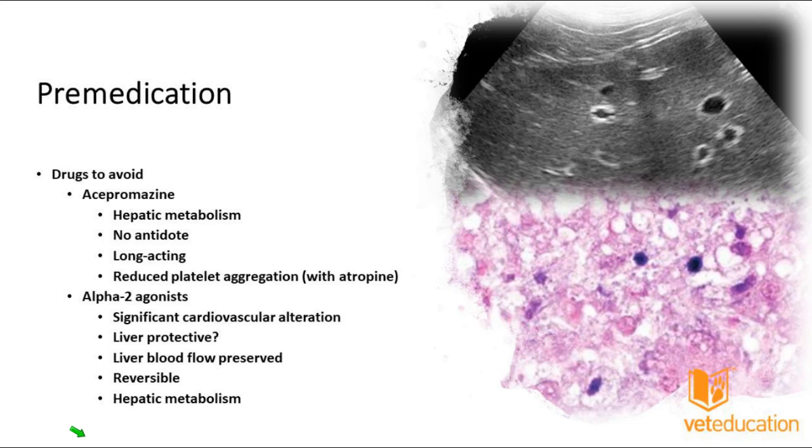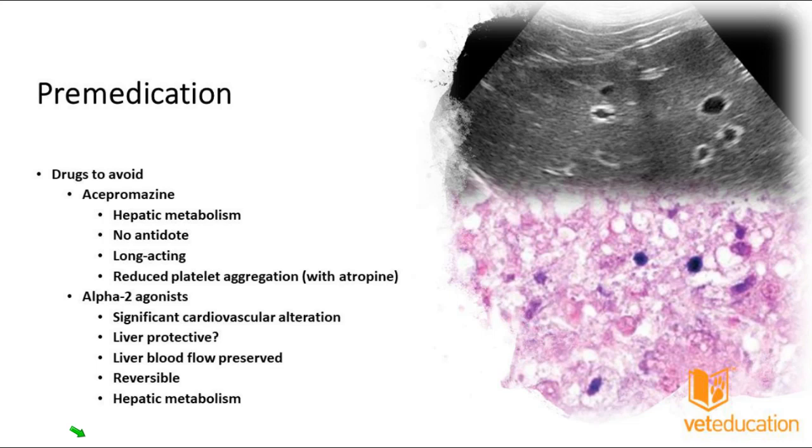Interestingly, however, despite the quite significant alterations in vascular tone after giving an alpha-2 agonist, the intense peripheral vasoconstriction and the marked bradycardia that occurs secondary to that, and then following that significant vasodilatation, liver flow is remarkably well preserved. These drugs are reversible, but they are metabolized in the liver, so we expect them to last a lot longer.